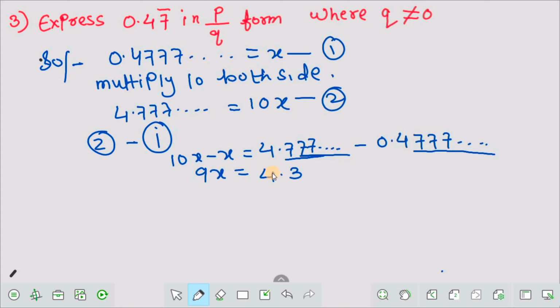Okay, so 9x is equal to 4.3. So can we write 9x is equal to 43 by 10? Now x will be equal to 43 by 90, and this is your answer.